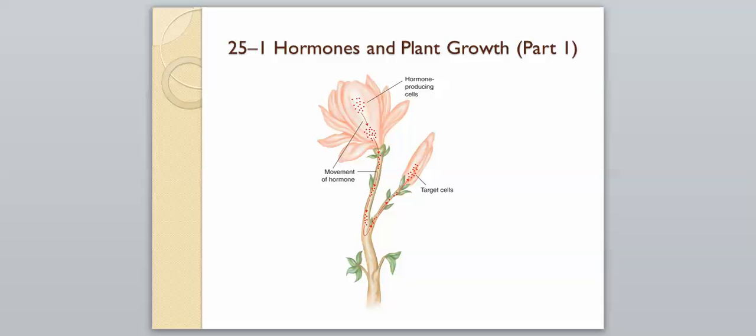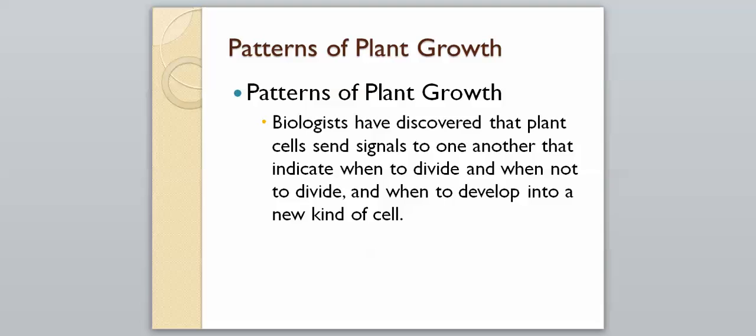And so to get us started, we're going to have to look at some patterns of plant growth, since that is in fact our title of our section. So biologists have discovered that plant cells will send signals to one another that indicate when to divide and when not to divide, and when to develop into a new kind of cell. So people kind of had this preconceived notion that plants are pretty simple and they're basic, but they're not. They actually can communicate with their cells, do communicate with one another inside of their own body, if you will, and they can tell each other when to divide and when not to divide, and when to develop into a new kind of cell.